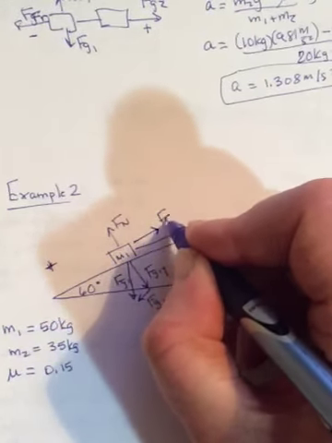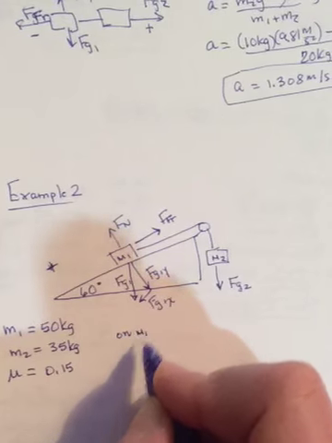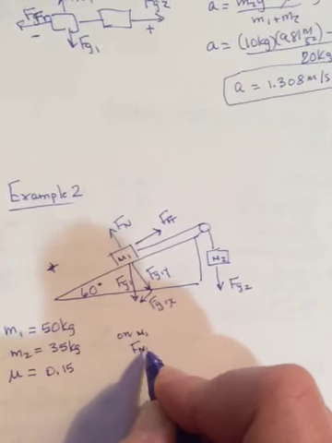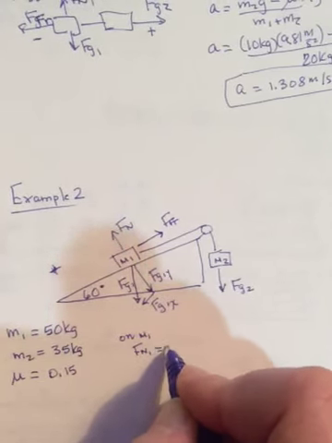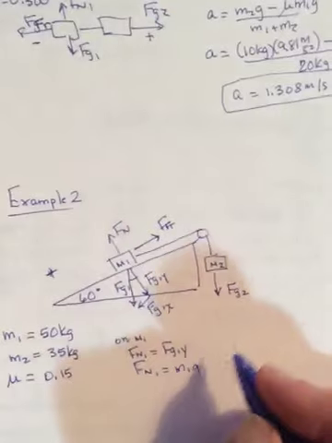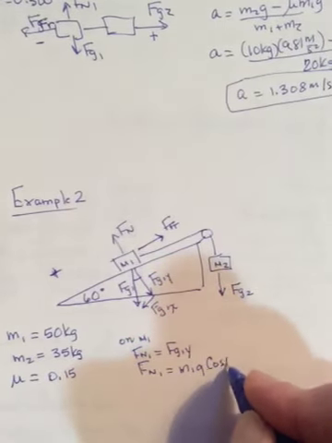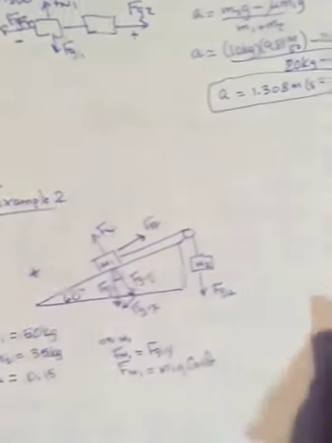Okay, so we have 50 kilograms for M1, 35 kilograms for M2. If you were to look at just M1 for a second, then we would find that Fn1 will equal Fg1y. In other words, Fn1 will equal M1g, look at the triangle, cos theta. And we'll need that when we go to put friction in.